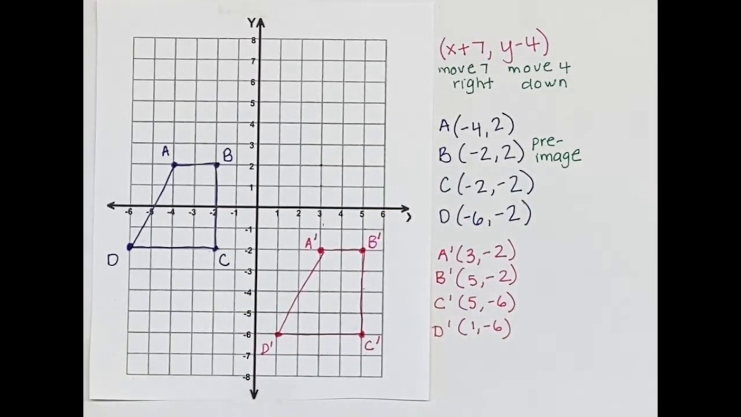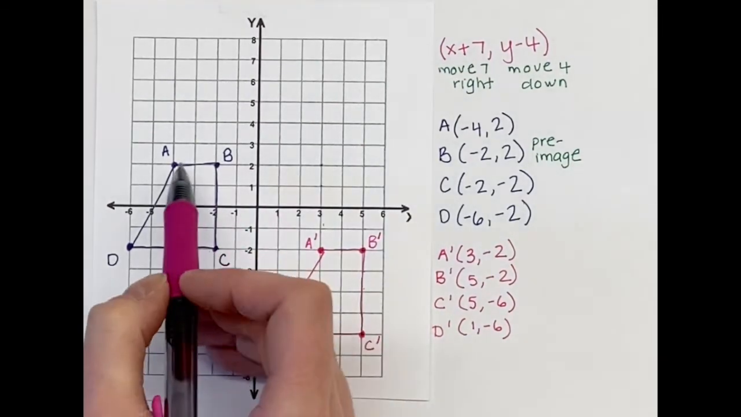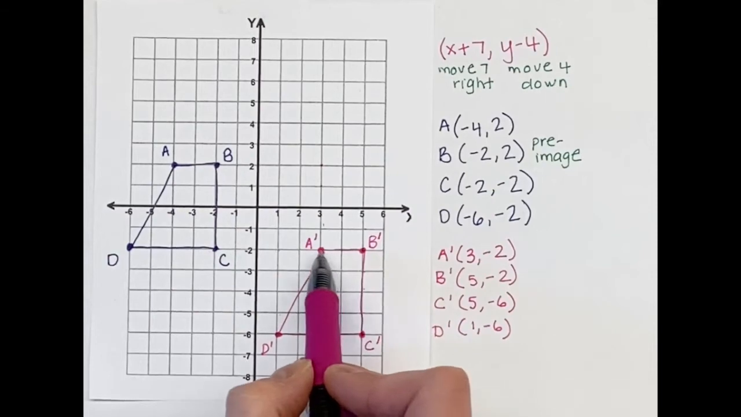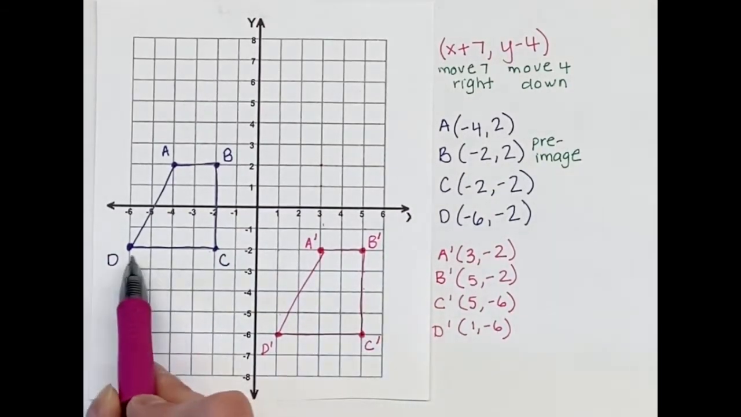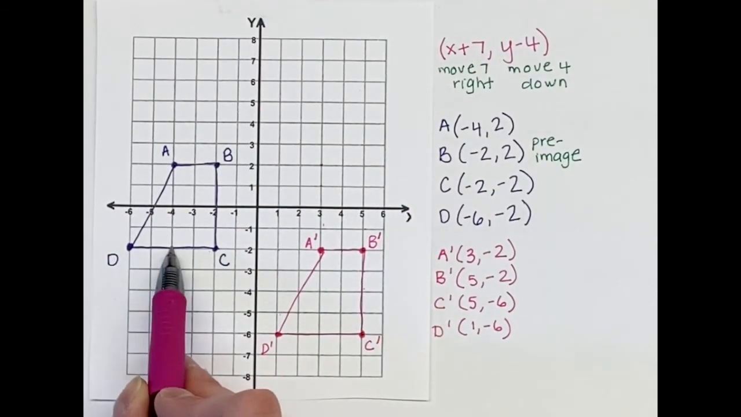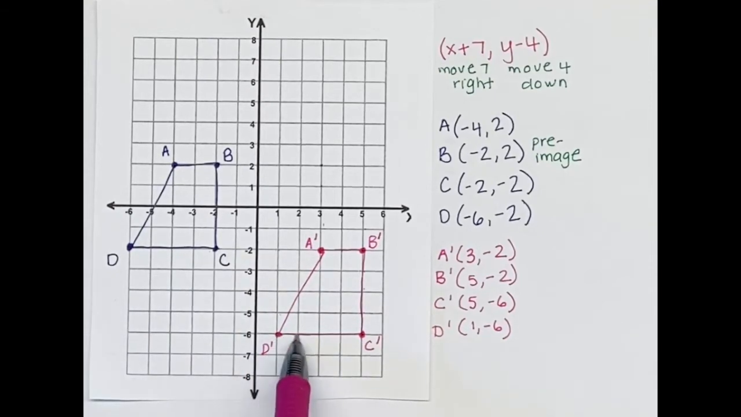And just a quick check to make sure our shape is still congruent to the pre-image. We see that these are 2 units apart. These are still 2 units apart. The bottom was 1, 2, 3, 4 units, and it's still 1, 2, 3, 4 units apart. So we preserved that size and that shape, which is great.